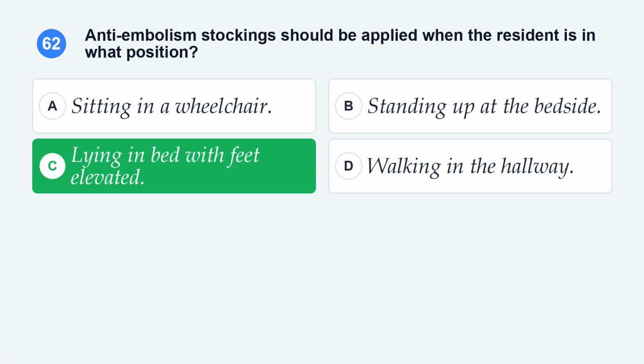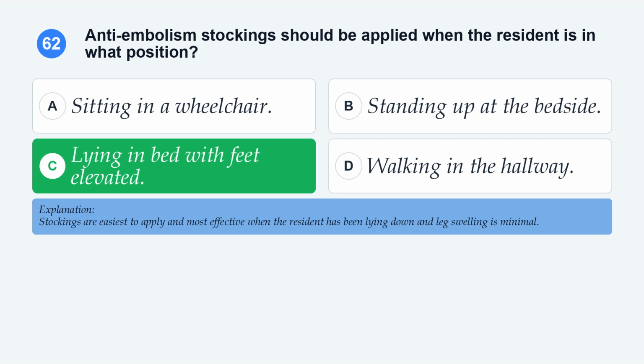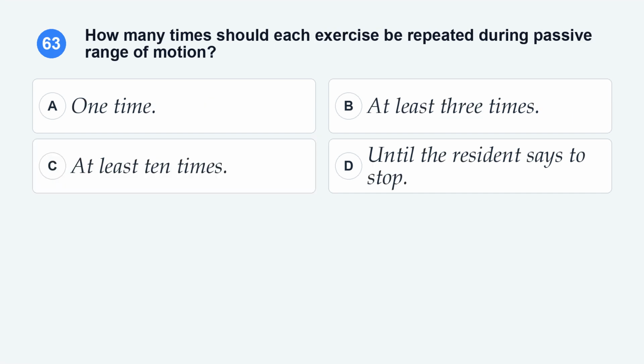The correct answer is option C, lying in bed with feet elevated. Explanation. Stockings are easiest to apply and most effective when the resident has been lying down and leg swelling is minimal. Question 63. How many times should each exercise be repeated during passive range of motion?